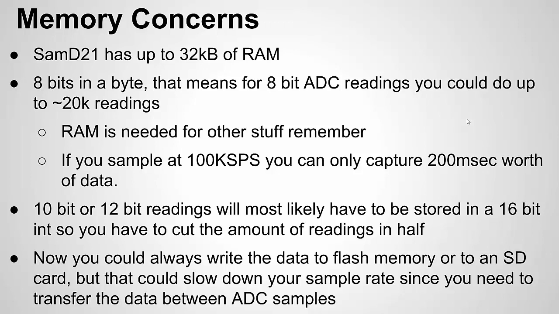Now, if we double the ADC sample rate, we're going to cut down the amount of time we can sample over. So now we'd be down to 50 milliseconds if we're sampling at 10 or 12 bits. You can see how playing around with the memory and the amount of readings you can do determines how much time you can sample. The faster you want to go, the less time you can sample. I think that's obvious.